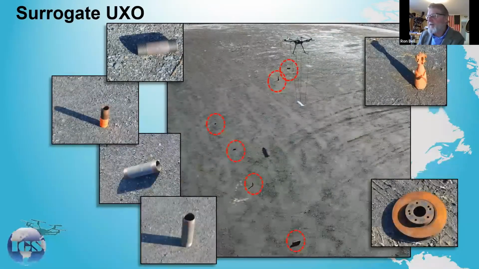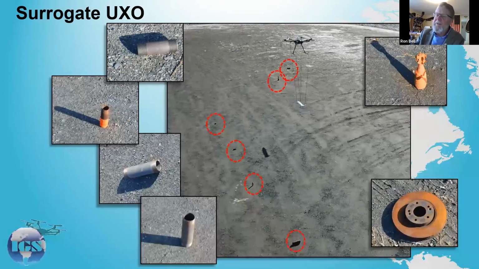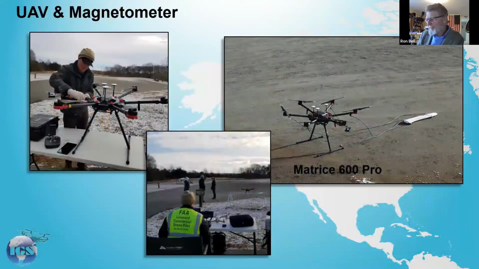So let me go on to the next thing. This is what we did in January as well, and you can see the drone and the magnetometer, and that photo in the center is a set of surrogate UXO, unexploded ordnance. They're just steel objects that give you a response that's similar to what you would get with a piece of unexploded ordnance. And the idea here is that we were going to fly the drone to actually map that stuff.